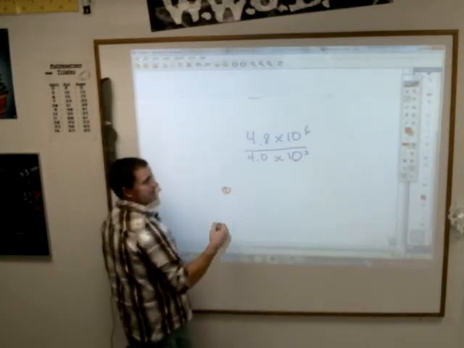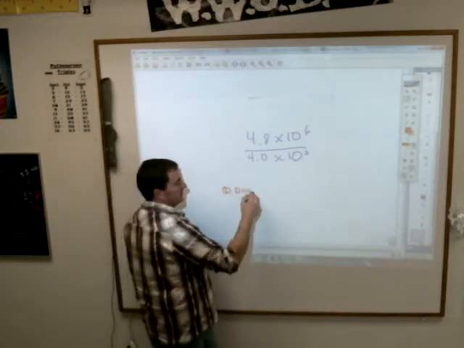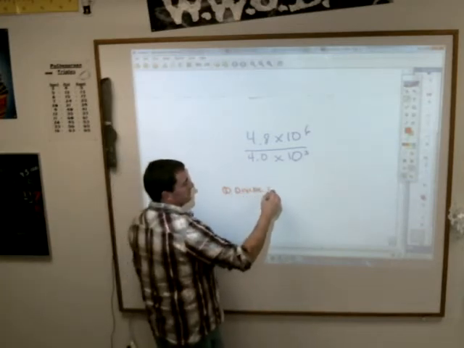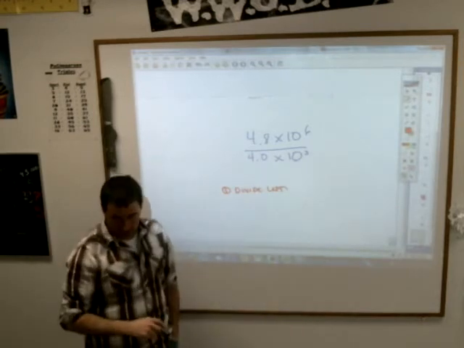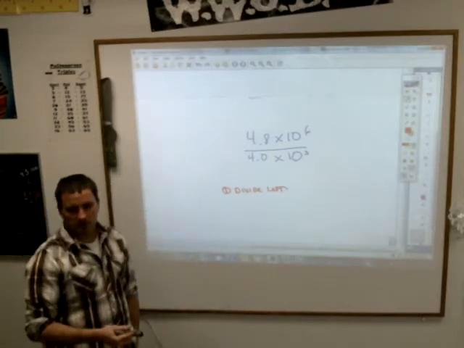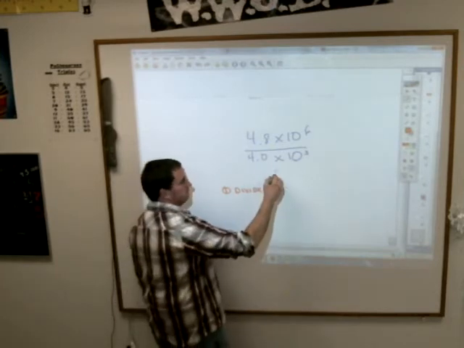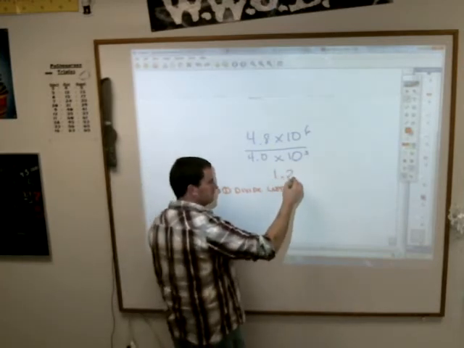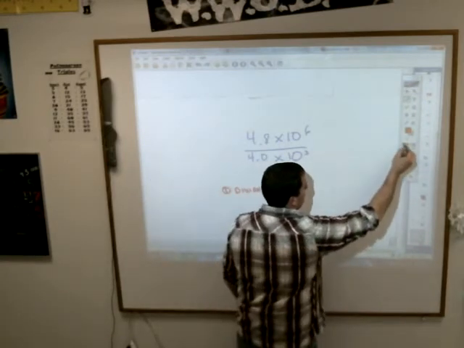Step number 1 is instead of multiplying now, it's dividing. So you divide the left numbers. Anybody know how many times 4 goes into 4.8? Nikki? 4 goes into 4.8 1.2 times.